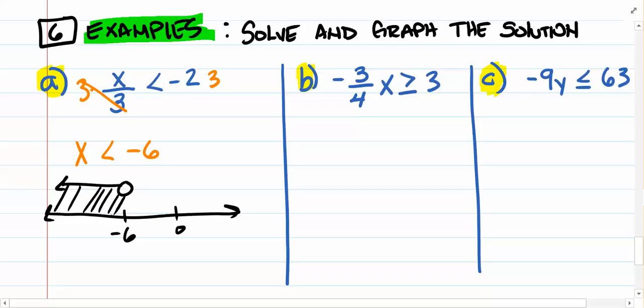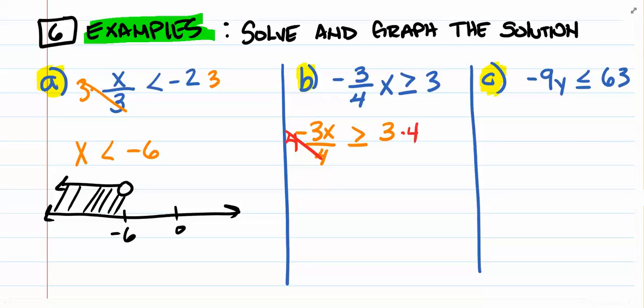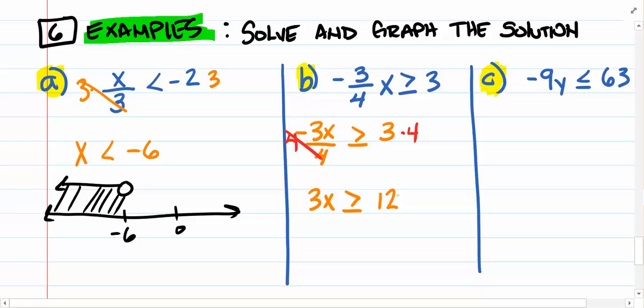Let's take a look at part B. Part B says negative 3x divided by 4 is greater than or equal to 3. I like to rewrite this as negative 3x over 4 is greater than or equal to 3, because now I can use the multiplication property. I'm going to multiply both sides by 4 to isolate my x. This gives me 3x is now greater than or equal to positive 12. Oh, excuse me, negative 3x is greater than or equal to positive 12.